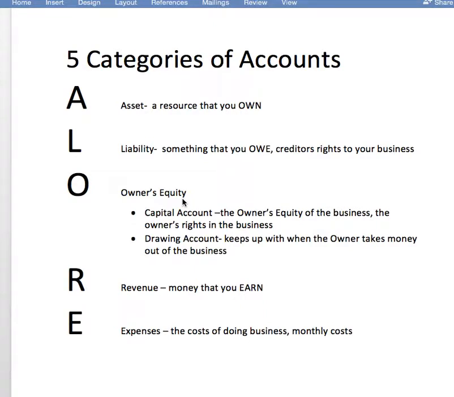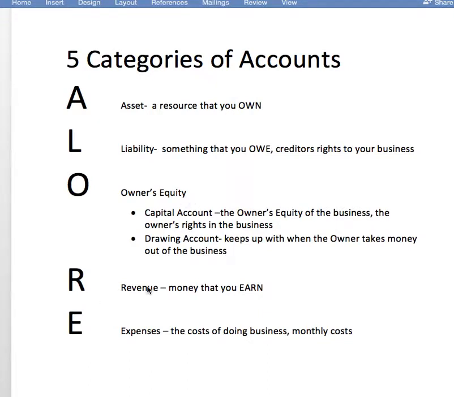Now you might be asking, where is stockholders equity? Well, that's a great question, and that is an equity account, but stockholders equity is when the company is owned by stockholders, and that would be a corporation. So we will talk about stockholders equity later on.